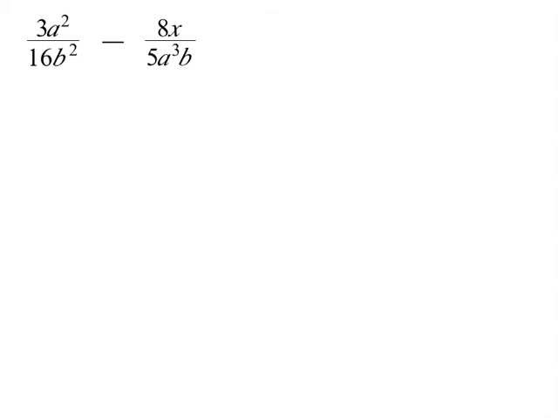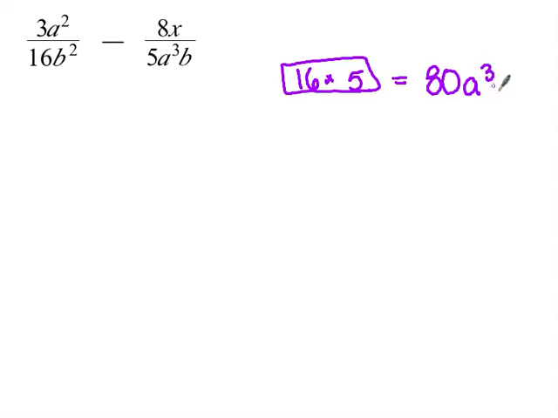Okay, so you start with the 16 and 5, and remember, if you can't find the LCM with 16 and 5, the way to do that is to just take, remember how we did that with the L? Is there a number that'll divide both 16 and 5? No. So then as a result, here's your LCM, 16 times 5, which is what? 80. Okay, what's your power of a going to be? A cubed. What's your power of b going to be? B squared.